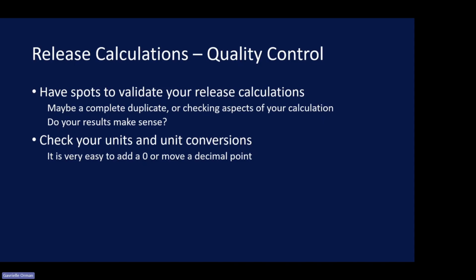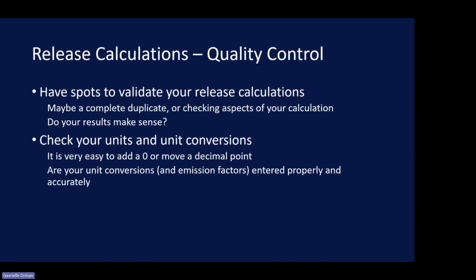It's easy to accidentally divide by 1,000 instead of 100. And so make sure that you are double checking all of those really tiny little entry points where your numbers maybe don't make a little sense. Are your unit conversions and any emission factors entered properly and accurately?